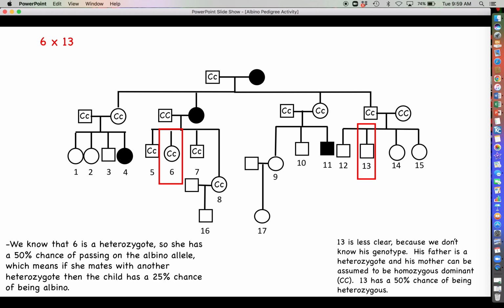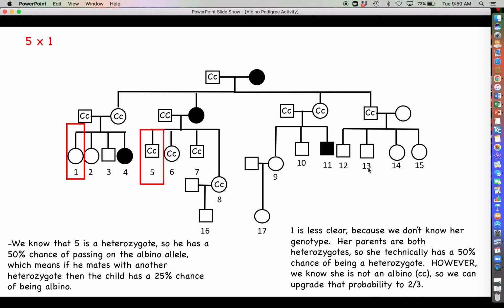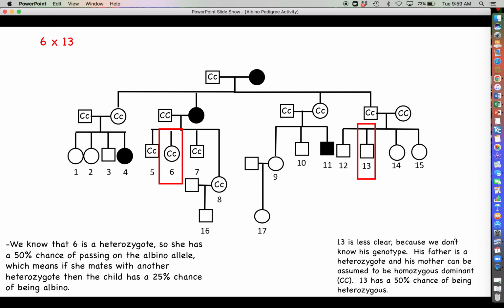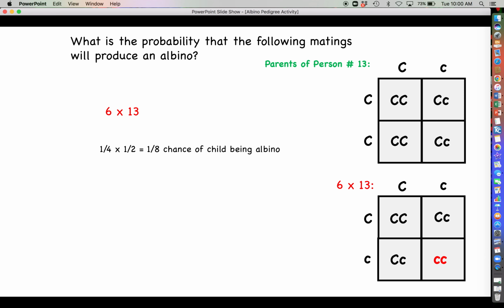Now, this is a little different than what we saw before, when we looked at individual number 1's parents. Individual number 1's parents were both heterozygotes, so we had to upgrade that possibility to 2/3. In this case, we know that one of his parents is homozygous dominant, so we don't have to do that 2/3 malarkey. So here we can actually see that individual number 13 has a 50% chance of being heterozygous.